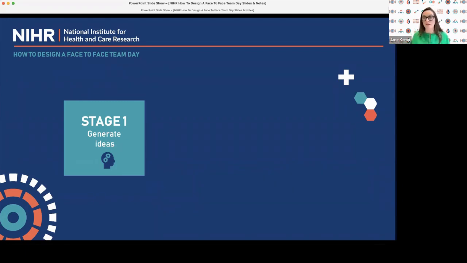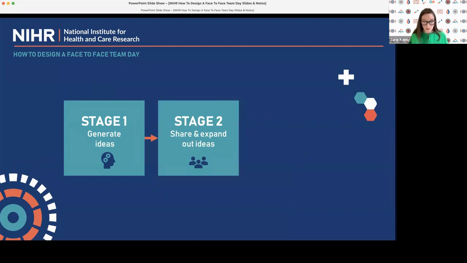So it's generating ideas. This could be writing the ideas down on post-it notes. This could be working in smaller groups. This could be a walk and think for people, depending on how people work. So just different ways to come up with ideas. And at that point, we want to be capturing all of those ideas, whether it's on a Chromebook, on a post-it note, or on a flip chart, however it is.